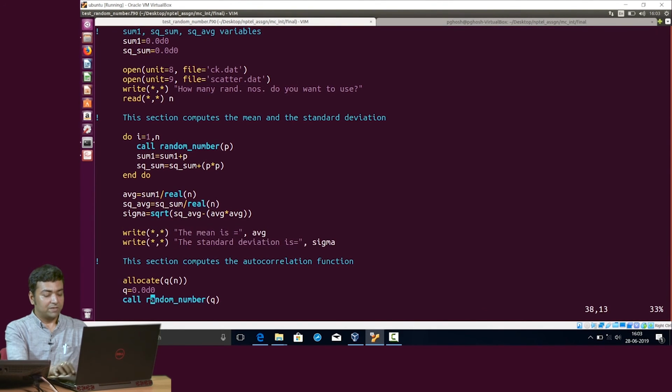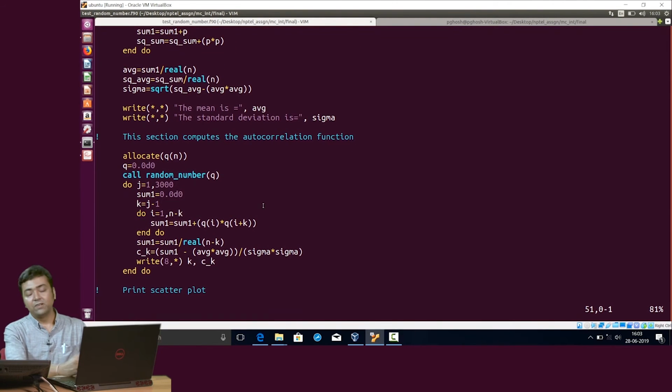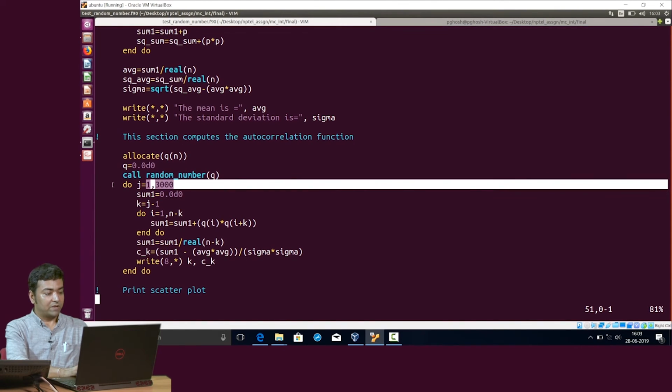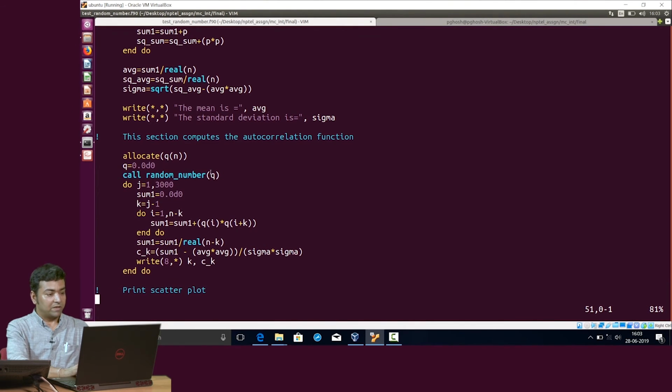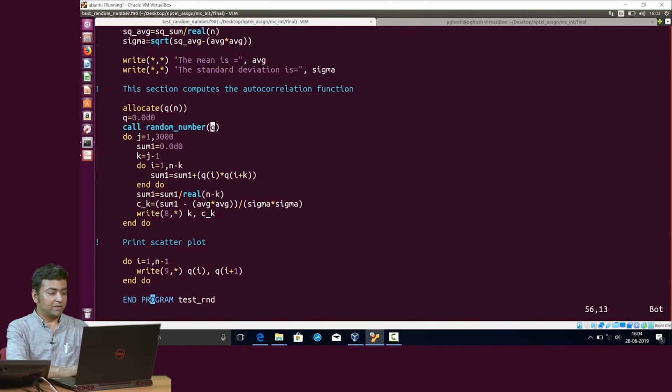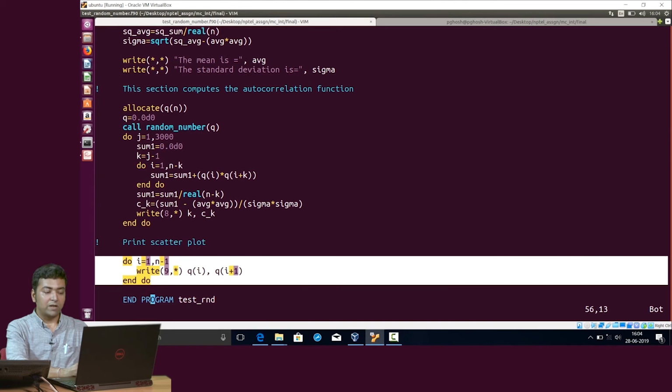In the next part I compute the correlation function. If you refer to the lecture notes, the correlation function again involves a sum over n, and that is what I am doing here. This part of the code computes this correlation function, using a different set of random numbers. Then again I use the same set to write the data so that I plot the i-th versus the (i plus 1)-th random number, to see how the plot looks. That is my scatter plot.